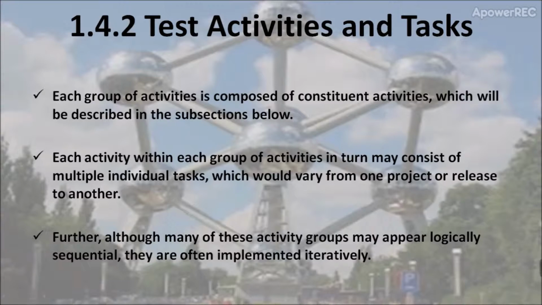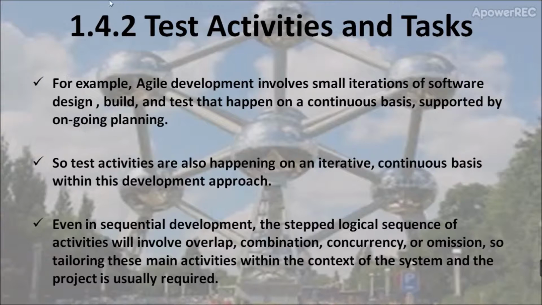Most of the activities should be sequential, but there is some overlap between these activities. They may happen iteratively. For example, Agile has more iterations of software design, build and test. So while we are planning for something, we are completing another thing, we are executing something else and so on. Even in a sequential model, there may be some overlap between these activities.